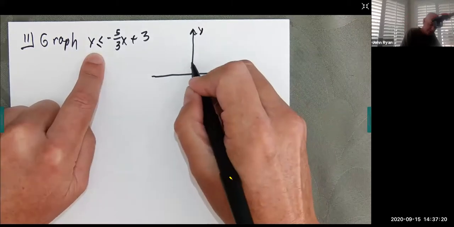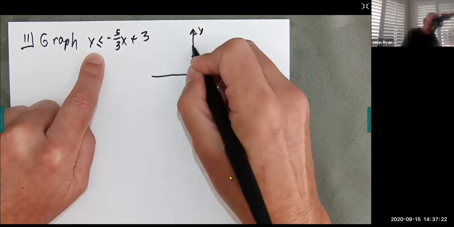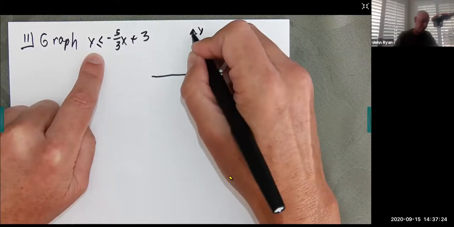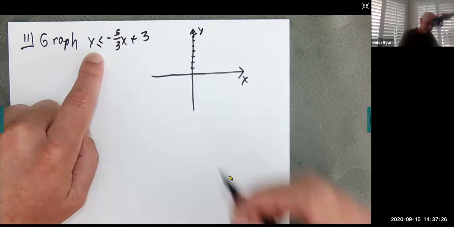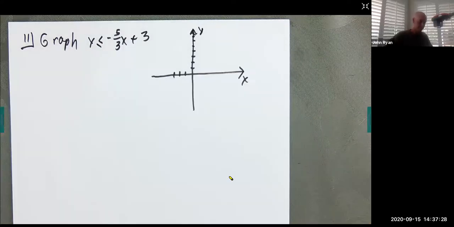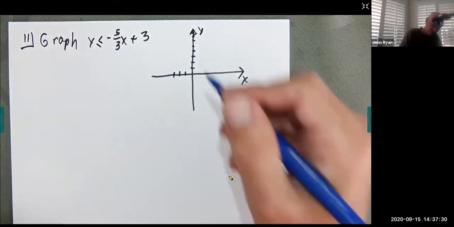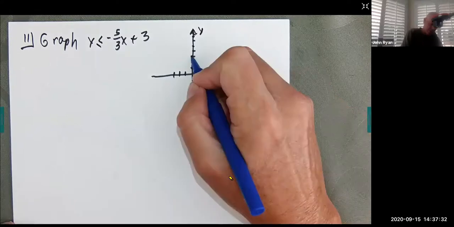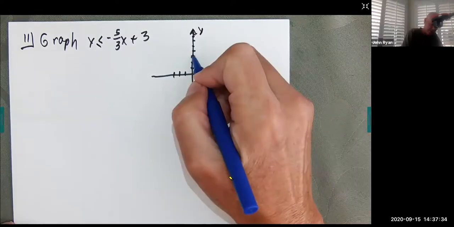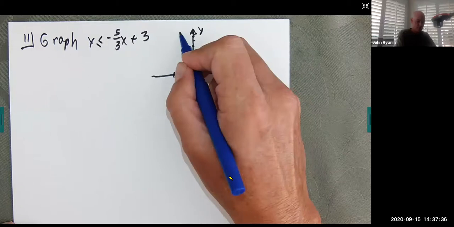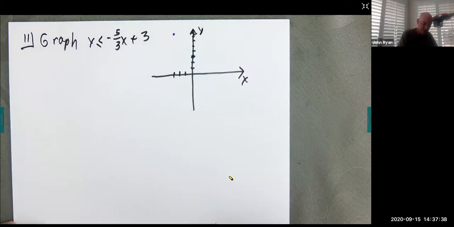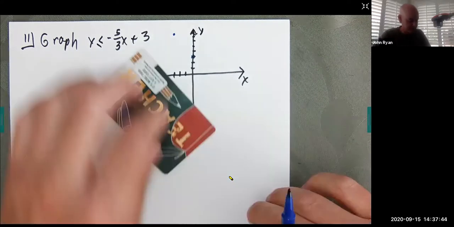1, 2, 3, 1, 2, 3, 4, 5. So I'm going to start at y equals 3. I'm going to go up 5 and back 3. Again, you could go down 5 and to the right 3. You'll see we're on the same line. Both ways work. And again, this is going to be a solid line.